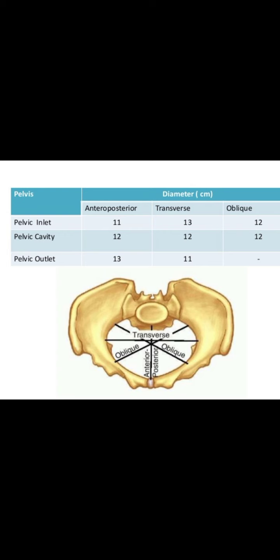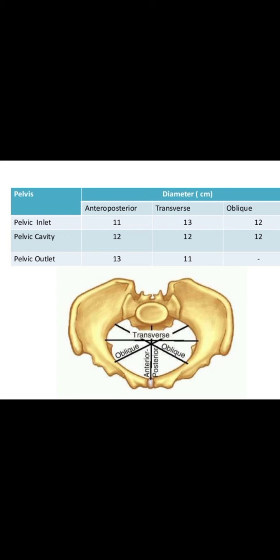So the anterior posterior diameter, roughly 11 centimeters, is divided into three conjugates: diagonal conjugate, obstetrical conjugate, and true conjugate. Now I have already told you the pelvic cavity is almost round, so all the diameters here measure 12 centimeters. And next is the pelvic outlet, which has both an anatomical outlet as well as an obstetrical outlet.